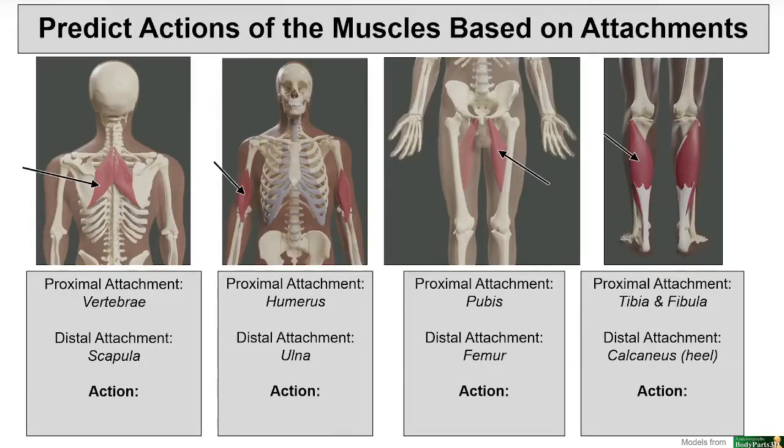All right, so let's go back to individual muscle movements. I'd like you to predict the action of these four muscles based on the attachments given to you and the images you can see here. So write out an action in which general joint or bone that it's acting on. All right, are you ready to talk about it?